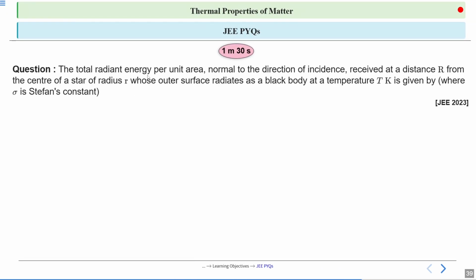The total radiant energy per unit area normal to the direction of incidence received at a distance r from the center of a star of radius r whose outer surface radiates as a black body at a temperature T Kelvin is given by what? Where sigma is equal to Stefan's constant. So here you have to find out the Tk. Please solve this question. You have some time.